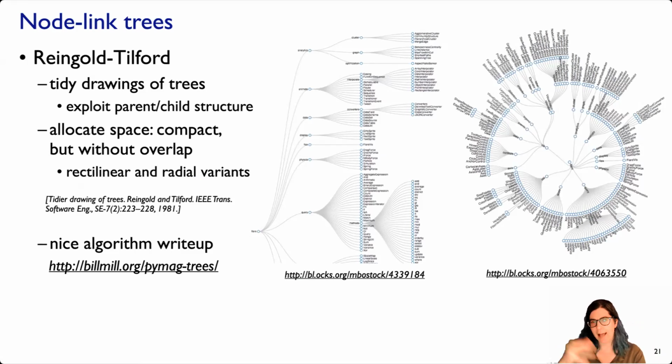So you're trying to be as compact as possible, but avoid overlaps. And there's both rectilinear variants, like we see on the left, with Cartesian coordinates, and radial approaches with polar coordinates that are basically the same basic idea, but variants of that. For those who do want to end up getting into this for project work, there's a nice algorithm write-up about what's going on with that on this page. These are also direct links to D3 blocks implementing these.